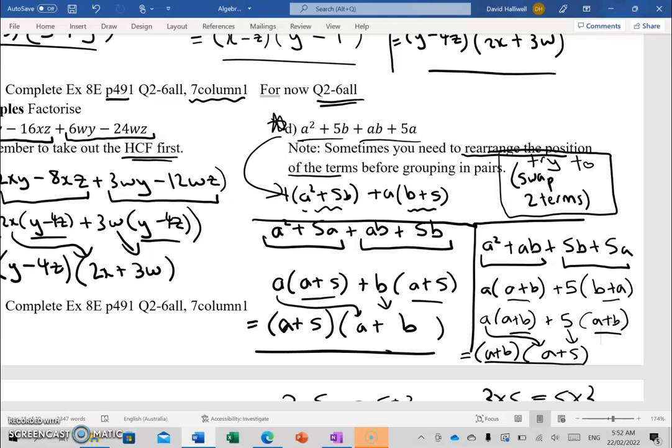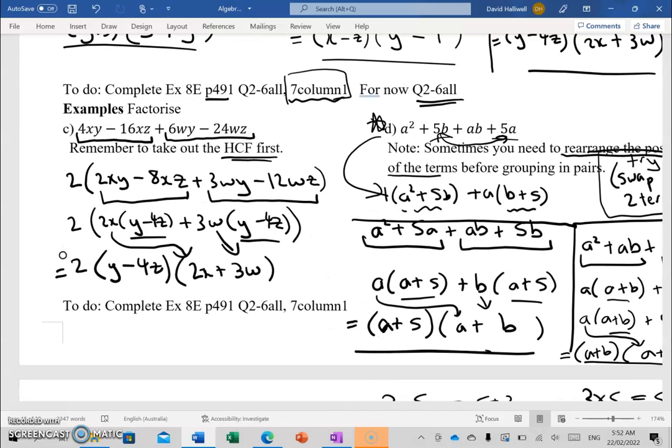Okay, if you want to know, I usually swap the second and the fourth. But you can also swap the second and the third or something like that. But if you want to be consistent, just keep it consistent. Swap the second and the fourth. That will help you when you do question 7. All right. All the best. Keep going with exercise 2 to 6, all 7, column 1.